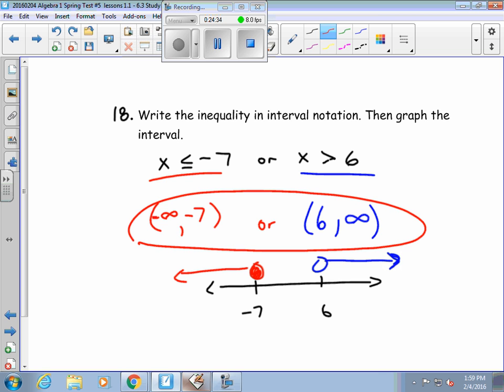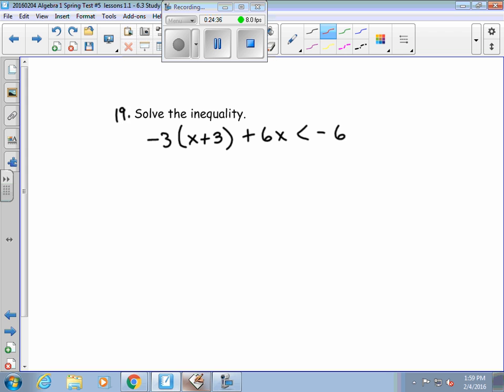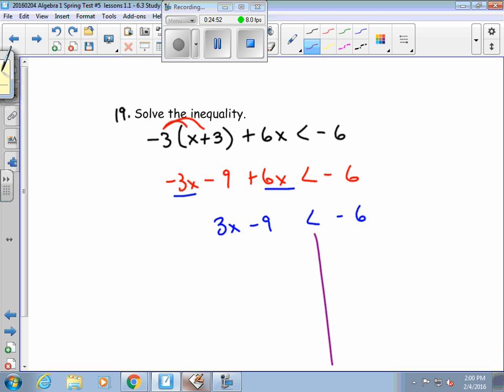Something very, very simple. Solve this inequality. Negative 3 times x is negative 3x, negative 3 times 3 is minus 9, plus 6x is less than negative 6. Combine your like terms, negative 3x and positive 6x. 3x minus 9 is less than negative 6. Get x by itself by adding 9 to both sides. You don't reverse the symbol because all you did was add 9. So you have 3x is less than 3. Divide by 3. 3 divided by 3 is 1. x is less than 1.